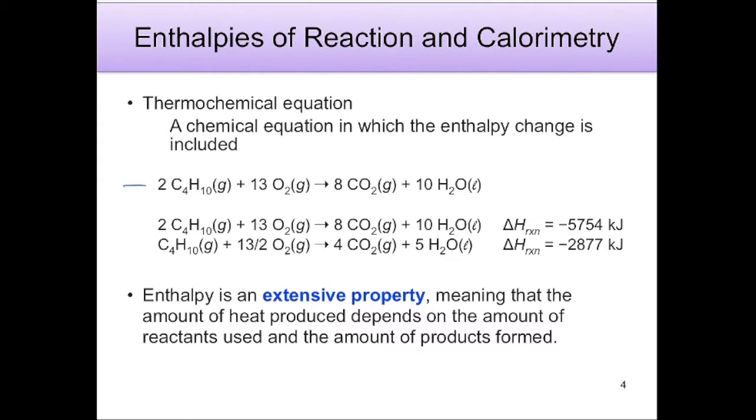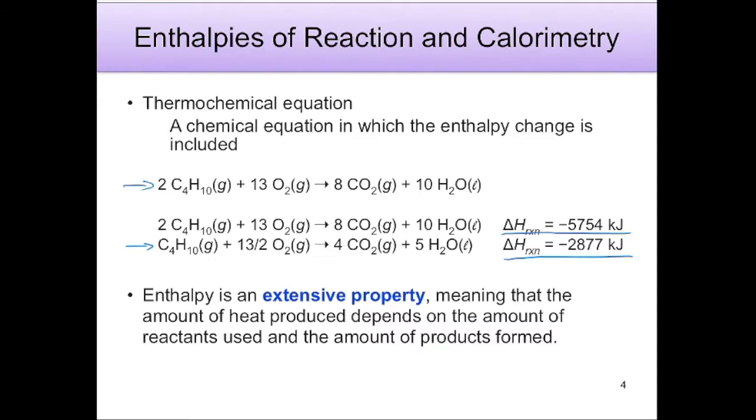Let's consider this reaction here. This is a combustion reaction, so it's going to be releasing energy. The amount of energy that the reaction releases as written is minus 5,754 kilojoules. The minus there tells us that it's an exothermic reaction. Now if we use half the amount of reactants, as in this reaction here, we have half the C4H10, half the oxygen, which results in half the carbon dioxide and half the amount of water produced. In that case, the delta H of reaction is exactly half of the previous reaction.